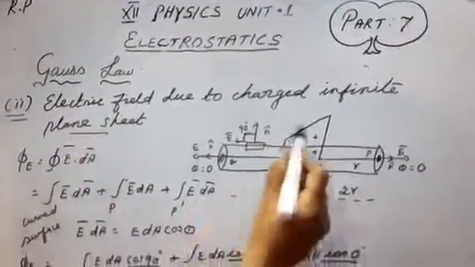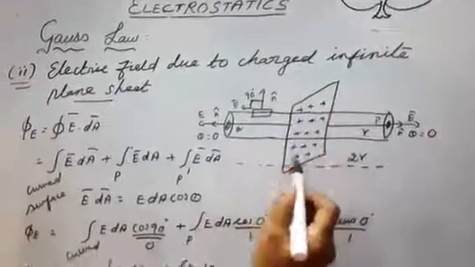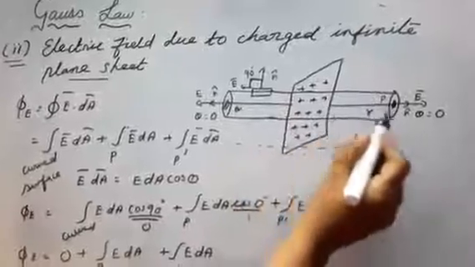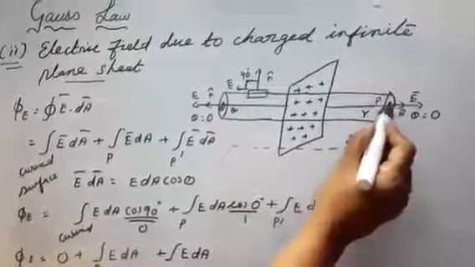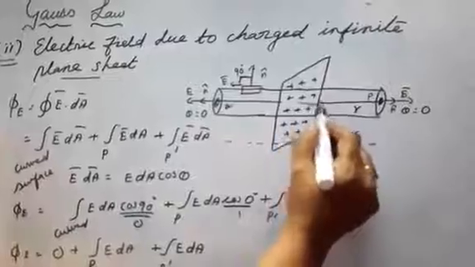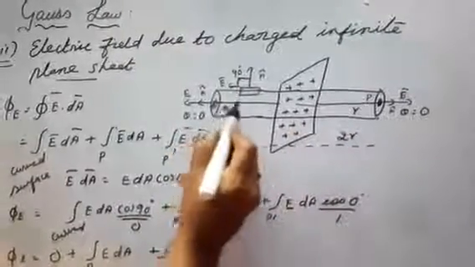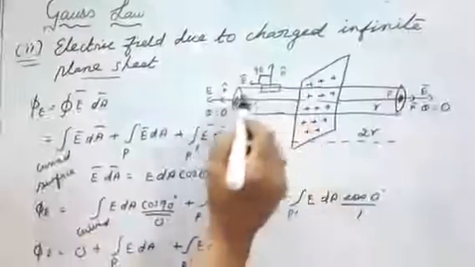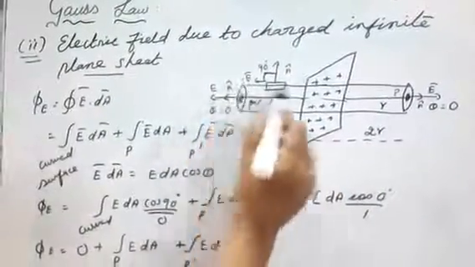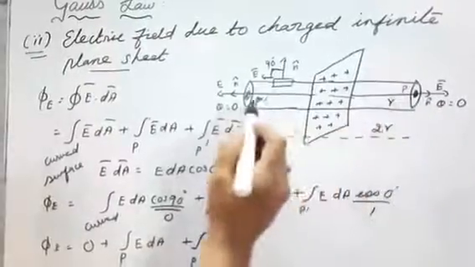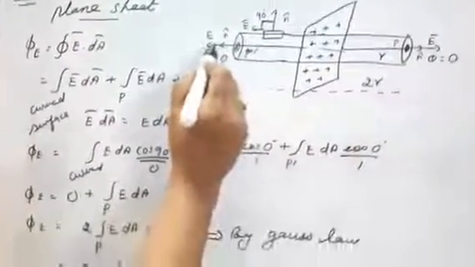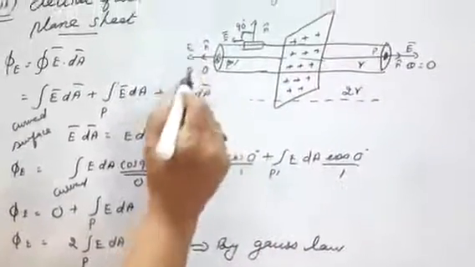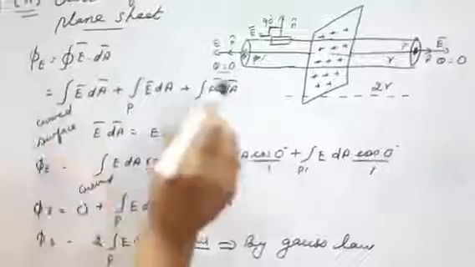Consider one plane sheet with uniformly positive charge spread over the surface. Here we can take a point P at a distance r from the center, and on the opposite side a point P dash at distance r from the center. Over these two points we take an imaginary cylindrical surface, and on both sides we can take a small area. Here E and n cap are in the same direction, so the theta value is 0 for both sides.